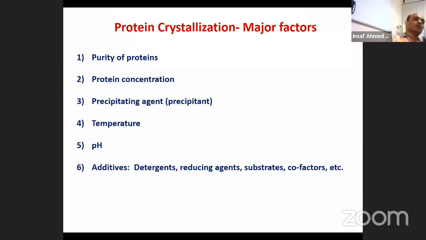Okay, so what are the important factors which play a role in protein crystallization? First is the purity of the protein.